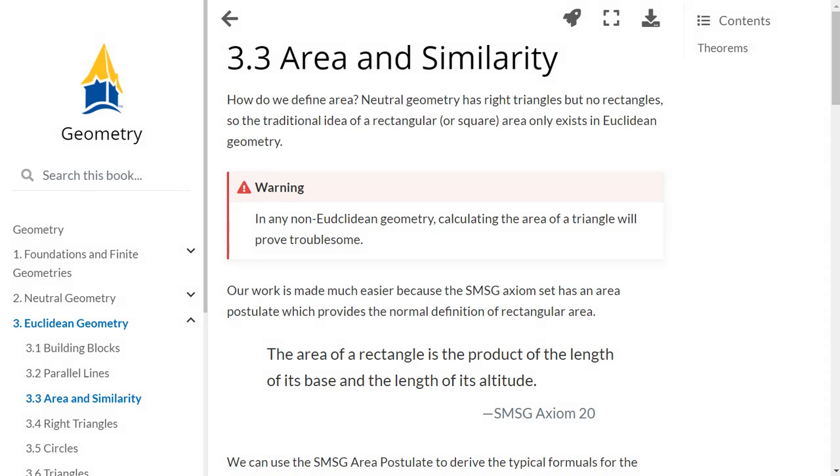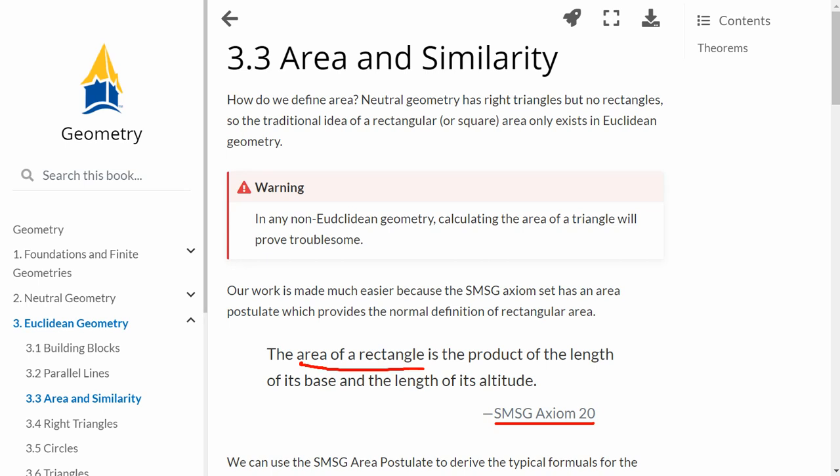We're greatly aided by the fact that in the SMSG axioms, we just have a straight up area axiom. It says the area of a rectangle is the product of the length of the base and the length of its altitude. So this is perfect. This allows us to define area for triangles, parallelograms, and trapezoids. They can all be reformulated into areas of rectangles.